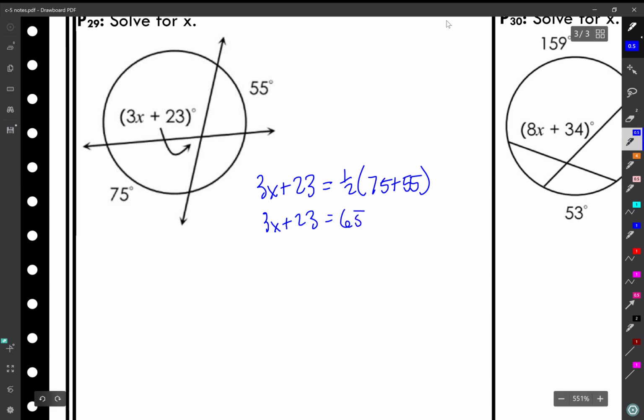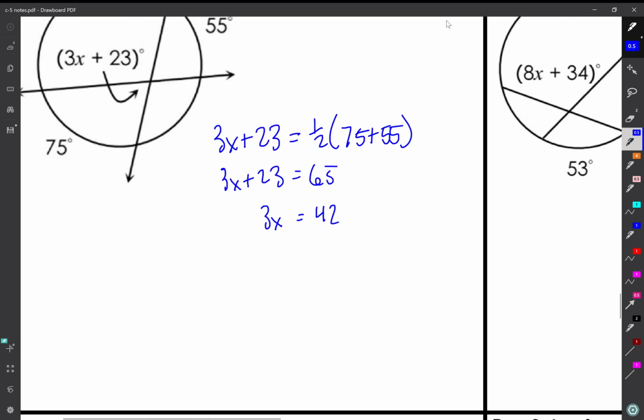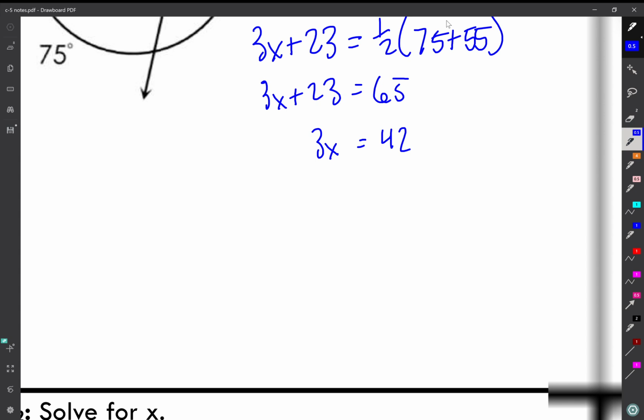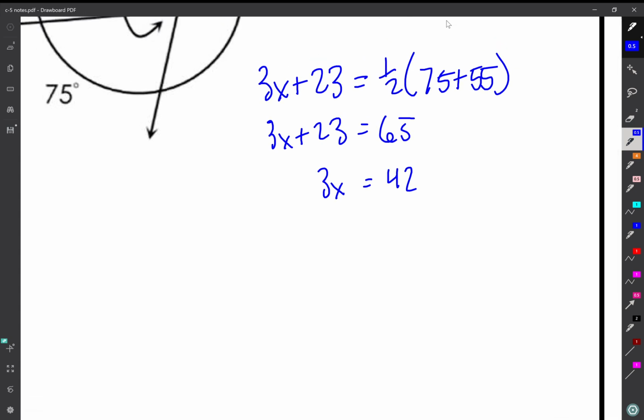Okay, so now we just solve for x. Subtract 23 from both sides. 3x is equal to 42, and then we divide both sides by 3. 42 divided by 3 is equal to 14. So that gives us that x is equal to 14. And then we're finished with that one.